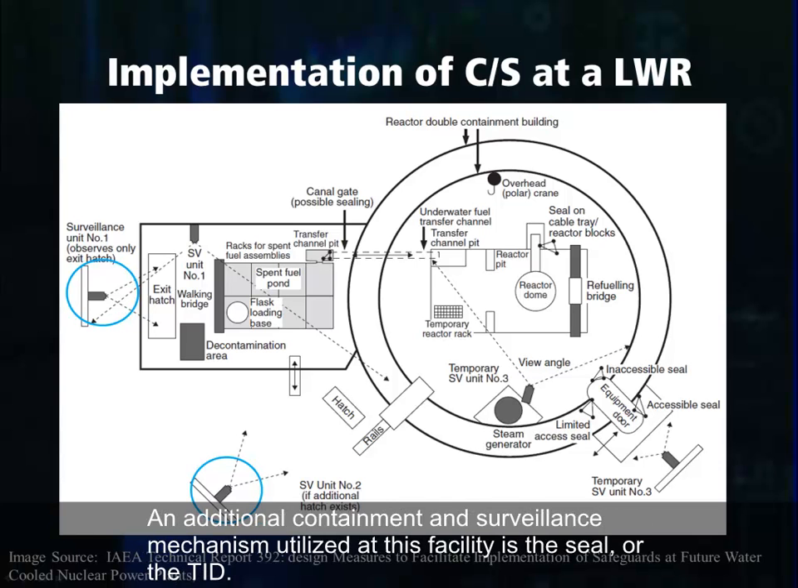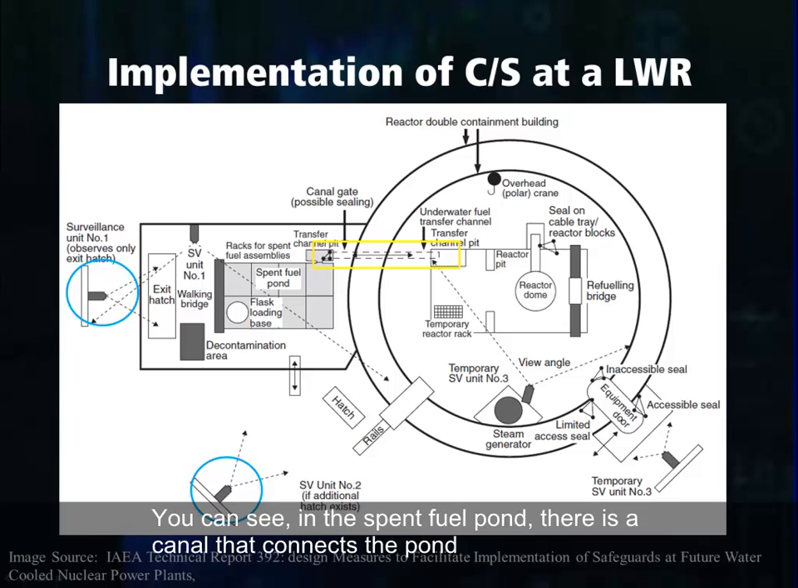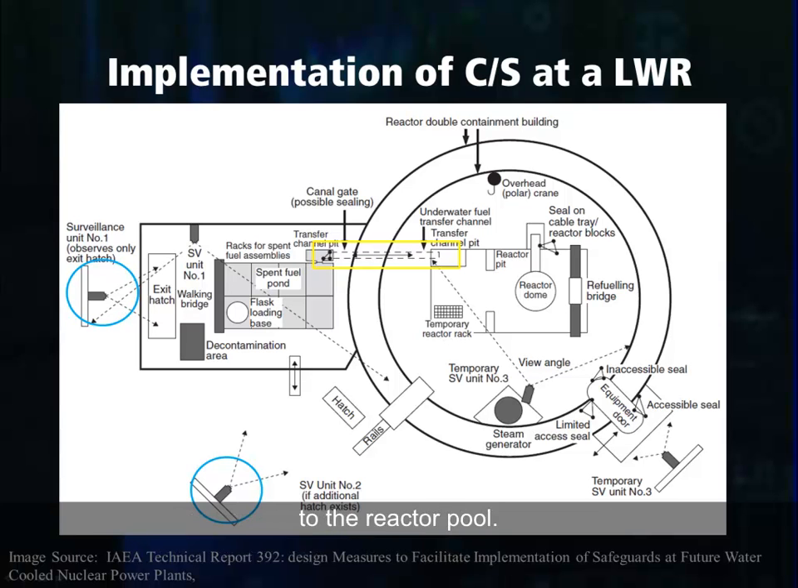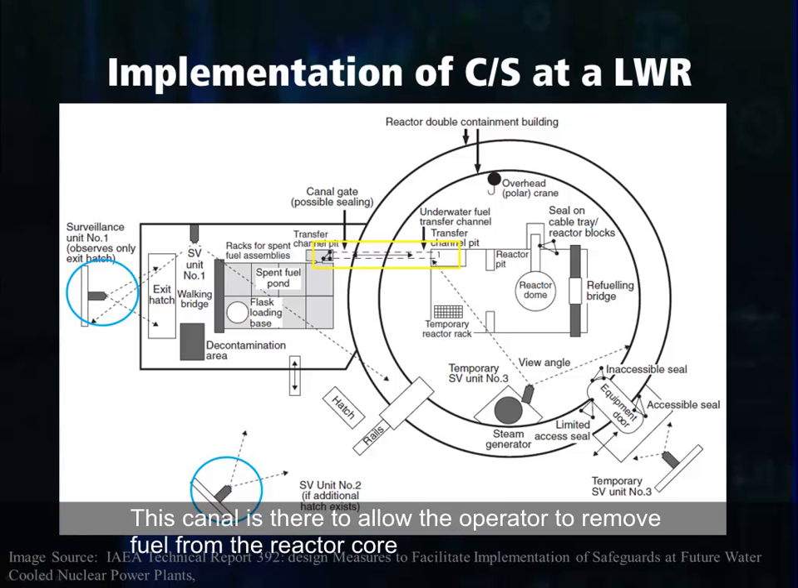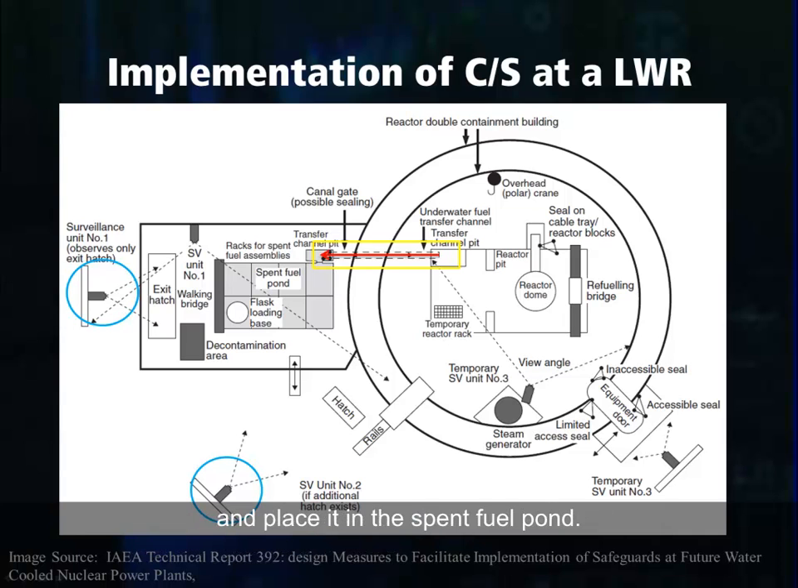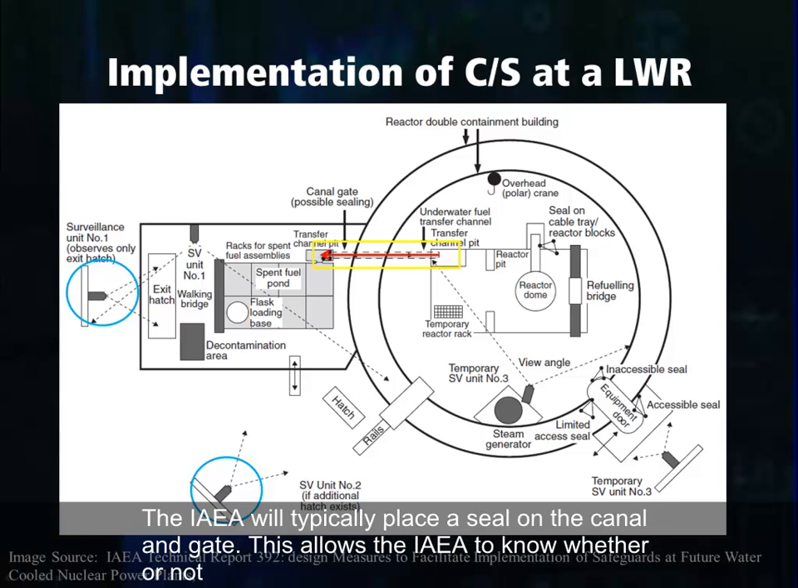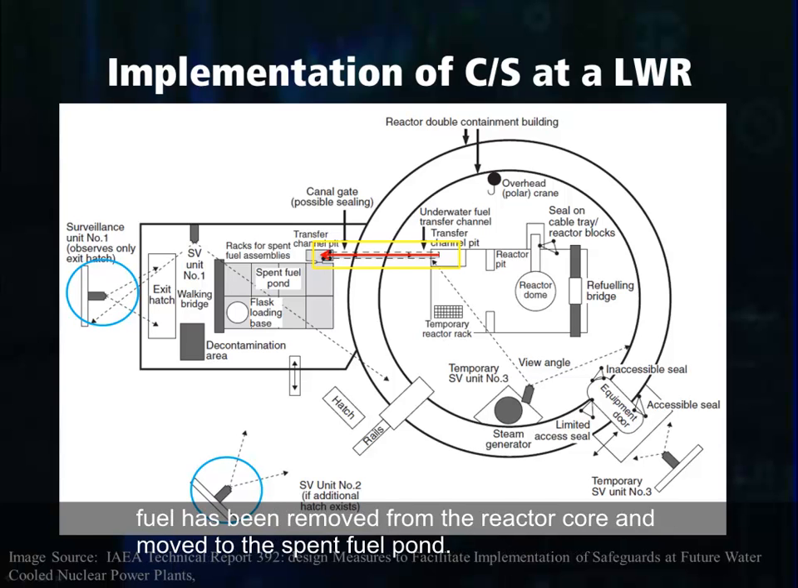An additional containment and surveillance mechanism utilized at this facility is the seal, or the TID. You can see in the spent fuel pond there is a canal that connects the pond to the reactor pool. This canal is there to allow the operator to remove fuel from the reactor core and place it in the spent fuel pond. The IAEA will typically place a seal on the canal gate.